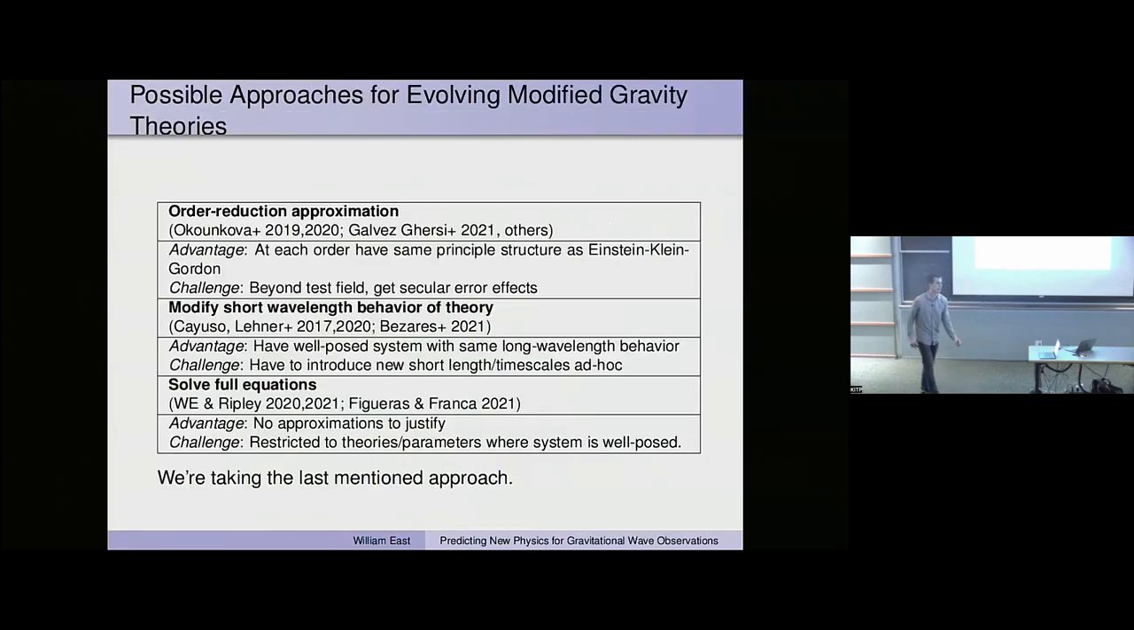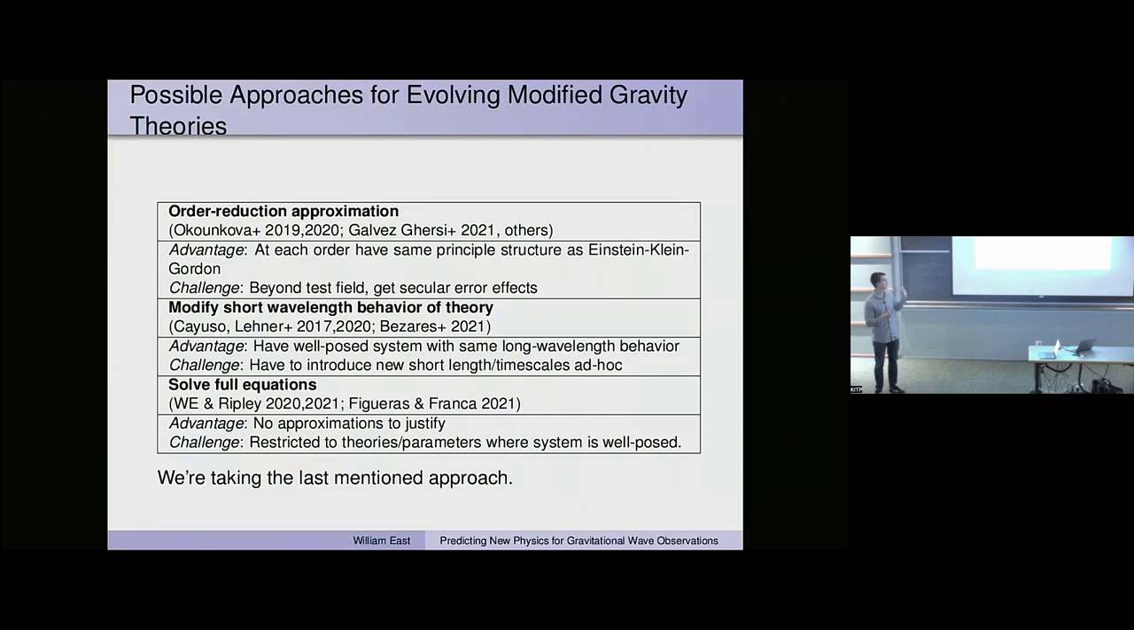So I want to mention a couple of the different approaches that people are using to go after modifications to general relativity and to treat them as some deformation to a usual numerical GR type simulation. So one approach is this order reduction approximation, where you take your modifications to GR and you solve for them order by order in some small coupling parameter. The advantage of this is that at each order you have the same principal part as the Einstein equations or the Klein-Gordon equations, so that they are well posed.